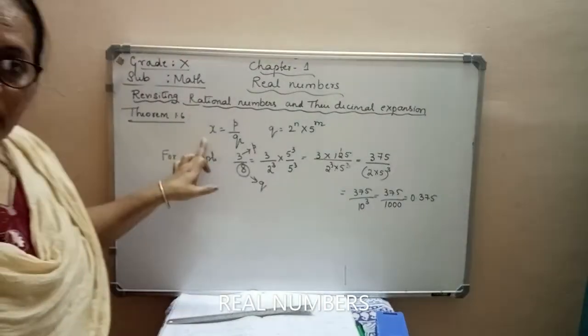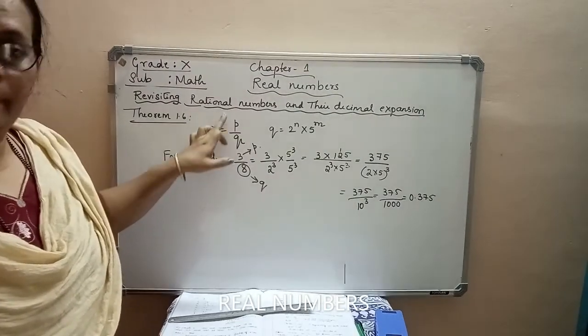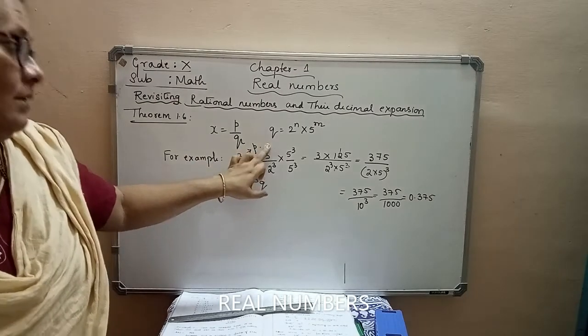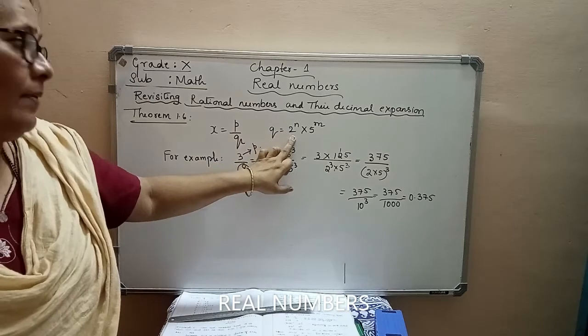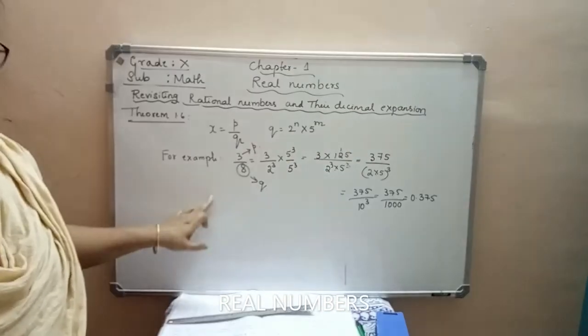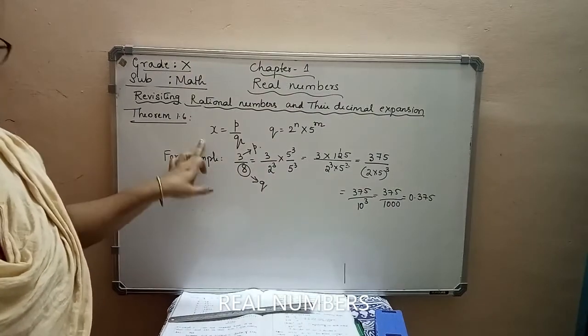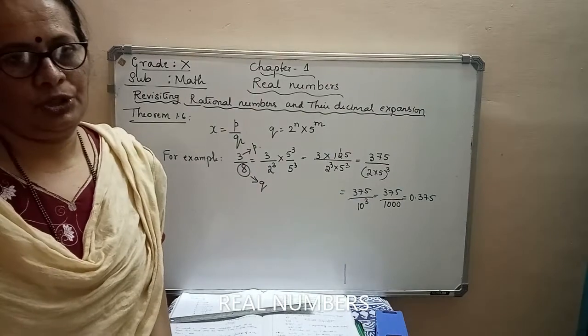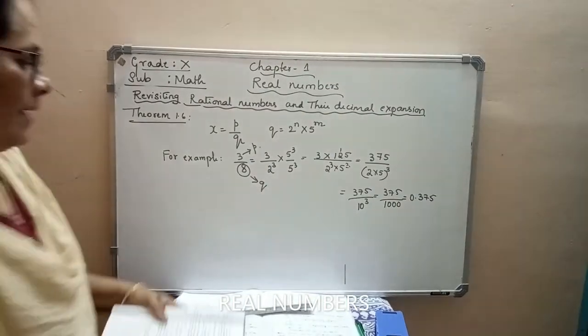Let x equals p by q, where p and q are positive integers, and if q is not equal to 2 to the power n into 5 to the power m, then the decimal expansion of x is a non-terminating decimal expansion. We'll take one more example.